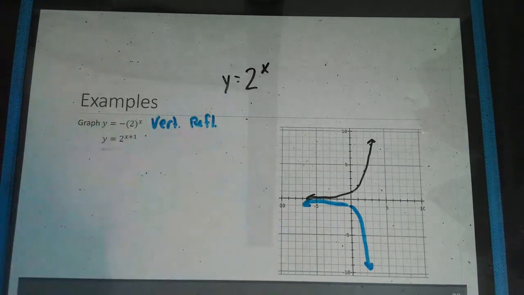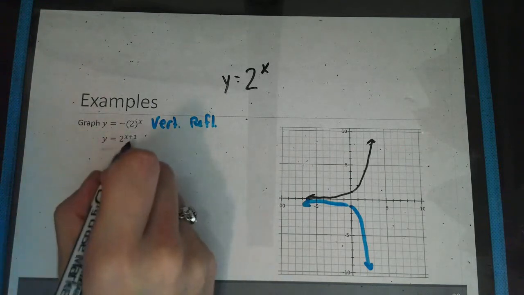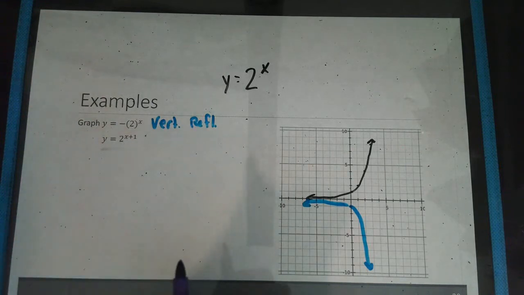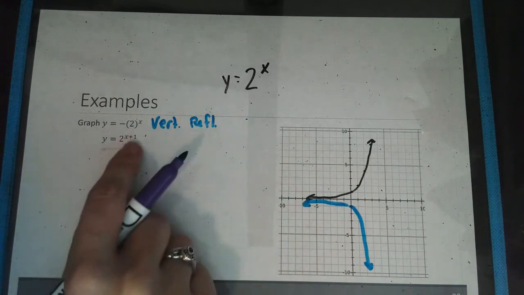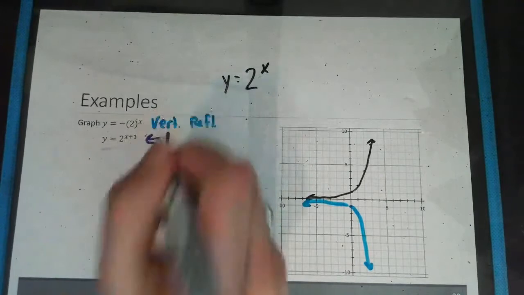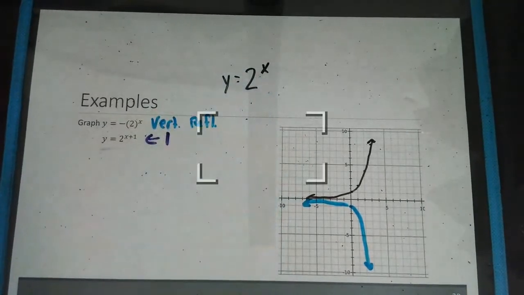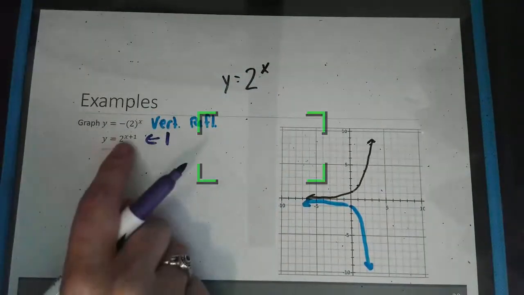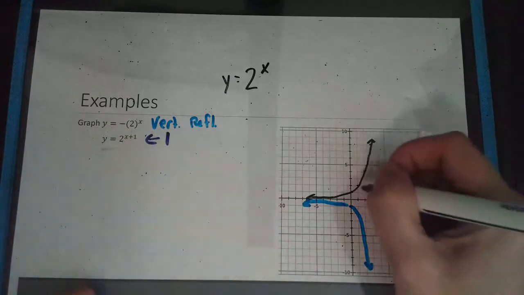We're doing y equals 2 raised to the x plus 1. The plus 1 is attached to my x, so I know I'm shifting in the x direction. I just have to know which way. Since it is in the x direction, we know it's backwards of what we think. Plus 1 would make us think we're moving to the right, but it's backwards, so we're going to shift our original graph to the left one. So we're taking 2 to the x and moving it to the left one.